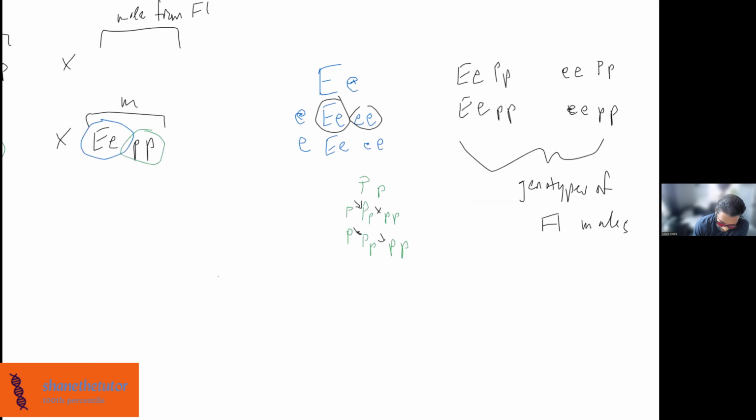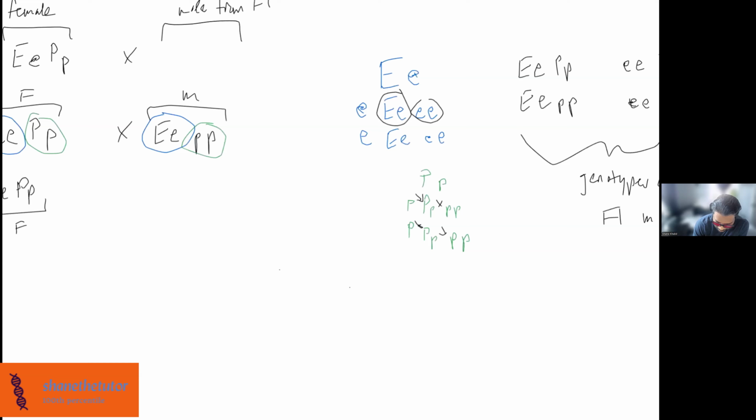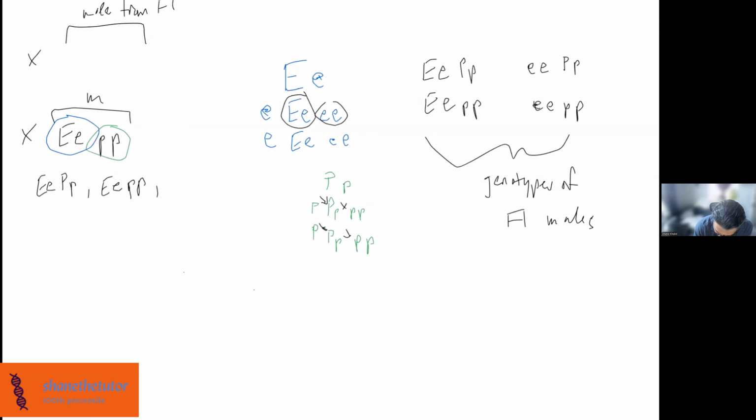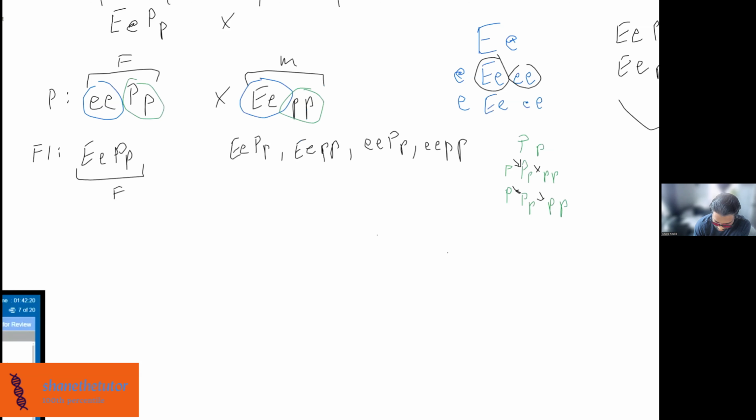So we can have big E, big P, little p. We can have big E, little p, little p. We can have little e, big P, little p, and lastly, little e, little e, little p, little p. Okay, these are the types.